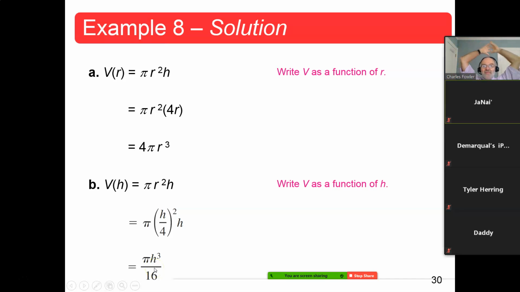Now, this brings up another issue. If you remember how I wrote my answer, it was like this. I gathered the numbers together and said pi 16th times h cubed. This and this are exactly equivalent. No difference there at all. It's just how you write it.